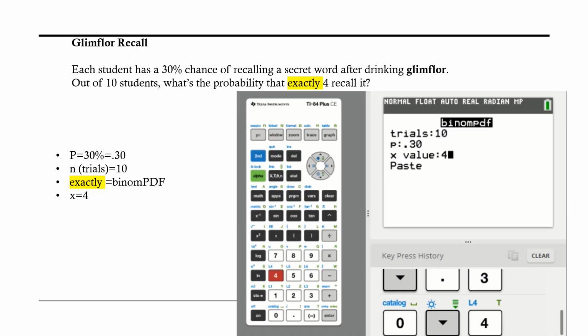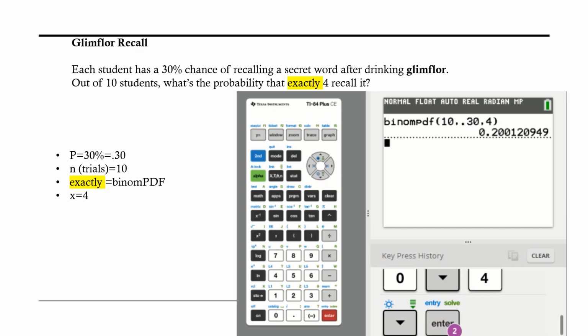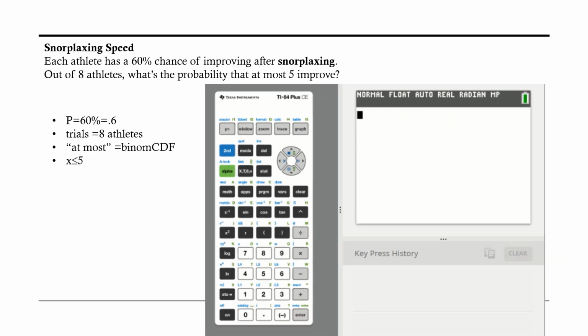And then 4 is the number that we want to find exactly. So paste on the screen, and there you have it, my friends. So now we're looking at Snorplaxing speed. That entertains me. So now the important word here is that it says at most.